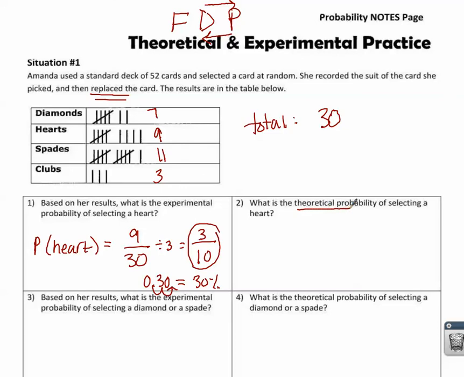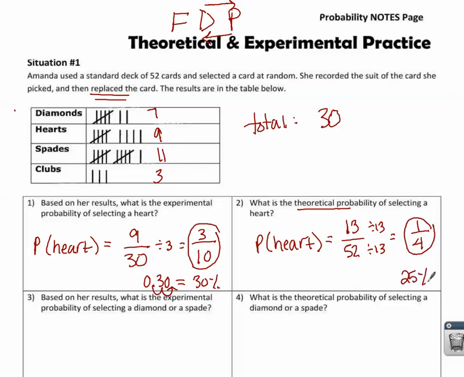What is the theoretical probability of selecting a heart? In a deck of cards, 52 split 4 ways gives you 13 diamonds, 13 hearts, 13 spades, and 13 clubs. So the probability of selecting a heart is going to be 13 out of your 52 cards. You can simplify each of these by 13, giving you 1/4, which also is 25%. So you can compare the differences between the experimental and the theoretical probability.